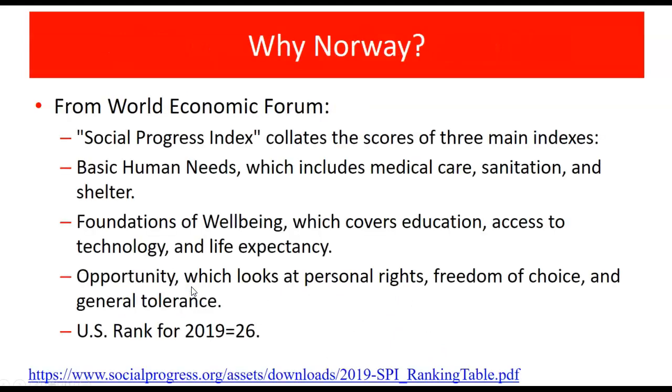Well, they used something called the Social Progress Index, which basically said how many people are struggling to find food and shelter, what about life expectancy, and how about personal freedoms. In the 2019 survey, the most recent one I have access to, the U.S. came in 26, so we're not even in the top 10.